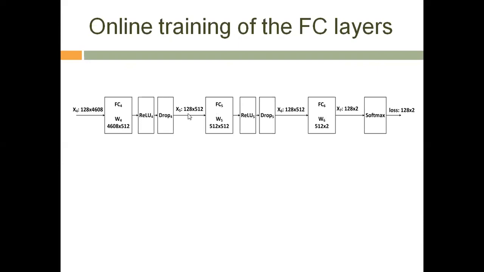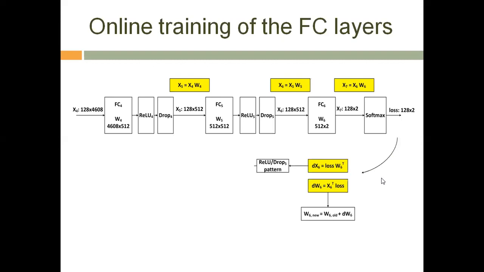We have three fully connected layers, starting from X4, the output from the convolutional layers. In the forward path, we obtain X5, X6, X7, and then in the backward path, we obtain from the loss the back-propagated errors and the delta weights. In this step, we need the transposed form of W6 and X6, and here we can get the new weights of fully connected 6.